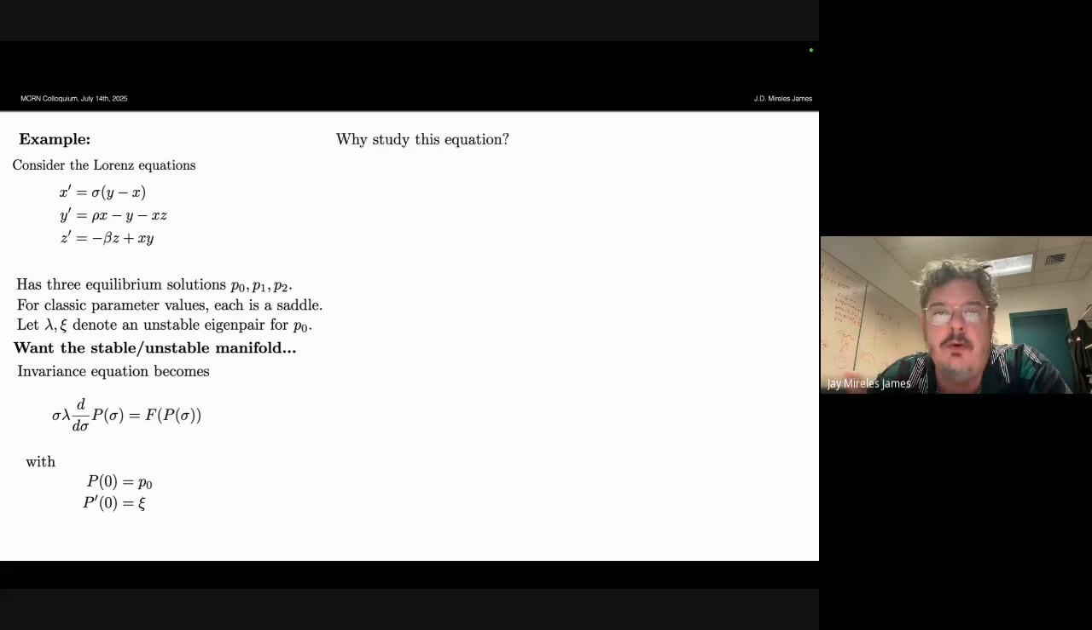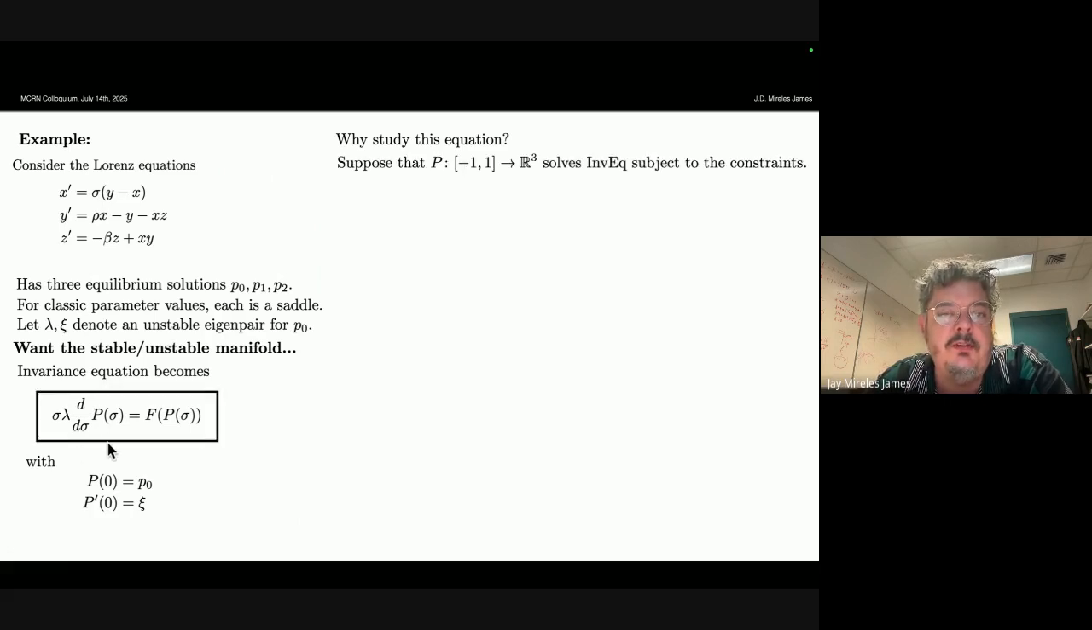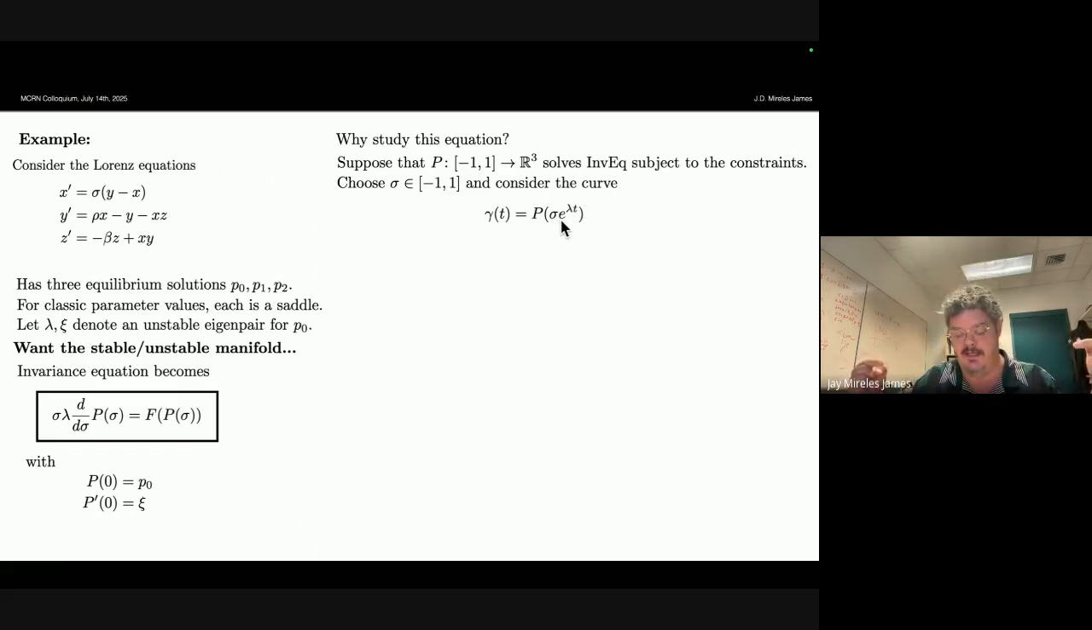I have a quick calculation of why this is the right thing to study. Again, I'll go through it really quickly. Suppose you solve this. I want to convince you that the image of P is a stable manifold for this equilibrium solution. Well, I look at a point on the image of P, and then I define a curve, which is that I apply this exponential dynamics in the parameter space for this map P. Now what I want to do is show that this curve, which is basically parameterizing the image of P, is a solution curve for the differential equation. So this is an invariant curve.